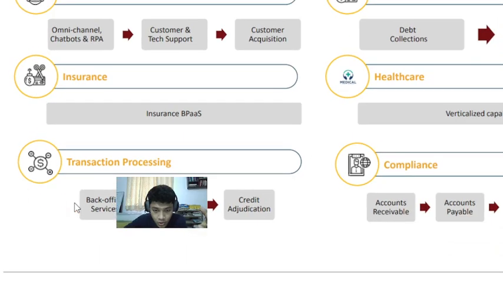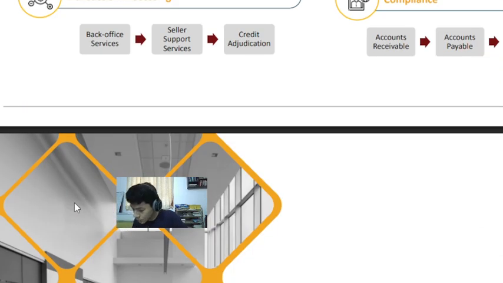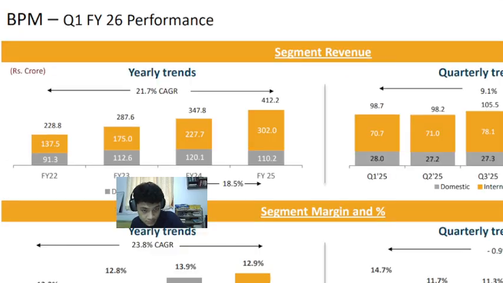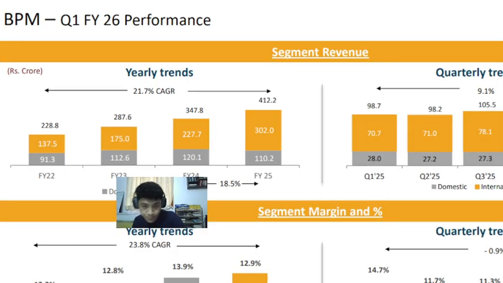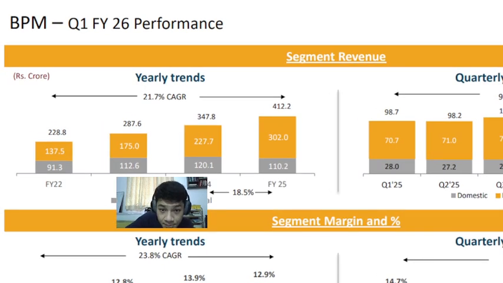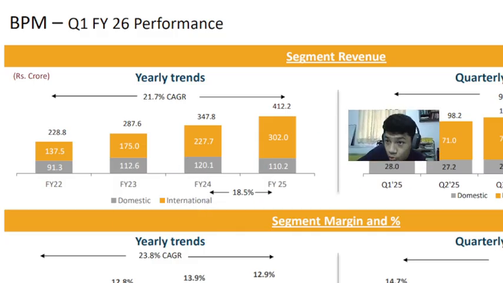So moving forward, I'm looking at my notes. We move to page 18. Here, business, BPM. We will look at the sales and where they're coming from.